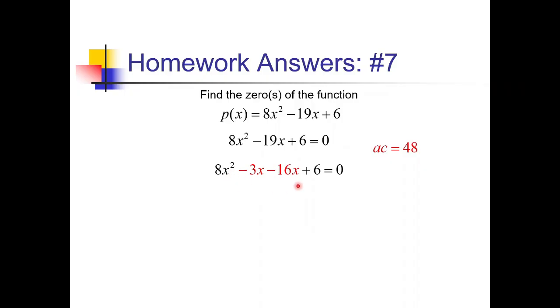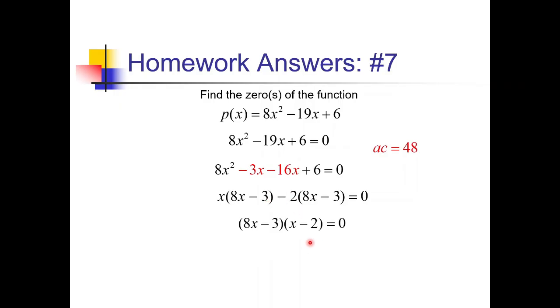And now that I've done that, I can factor this by grouping since I've got 4 terms. For my first 2 terms, I can take an x out of those. That leaves me with 8x minus 3. For the last 2 terms, -16x and 6, I can take a -2 out of those, leaving me with an 8x minus 3. This 8x minus 3 that they have in common can be taken out as its own factor, and that leaves us with x minus 2 as the other factor.